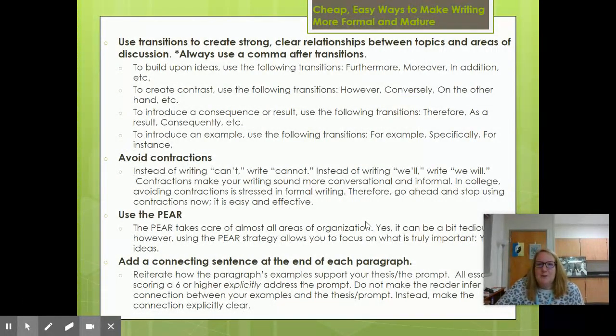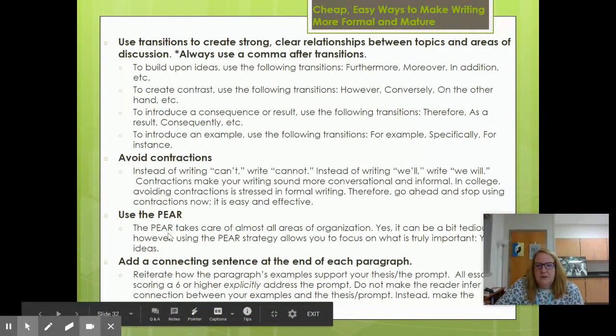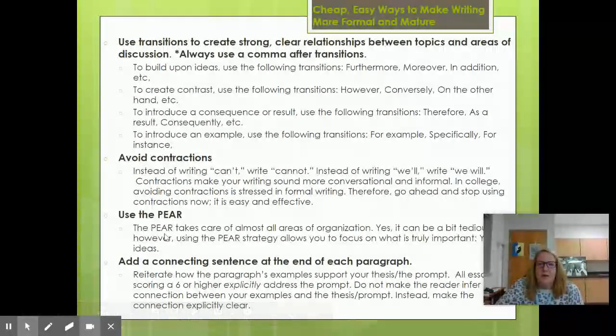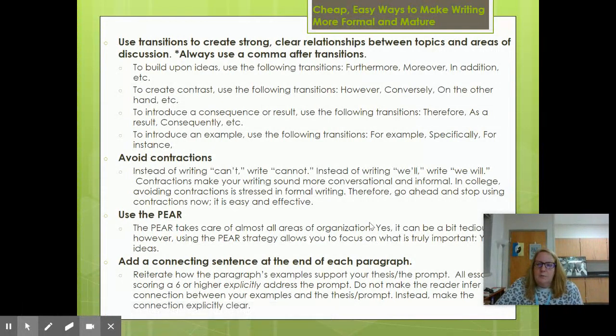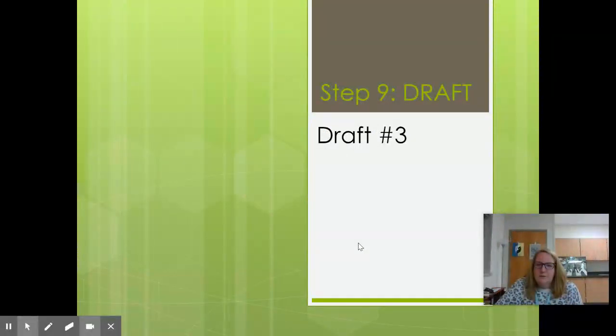Here are some cheap and easy ways to make your writing more formal and mature. These are some really great tips. It talks about transitions. You should always avoid contractions like can't, cannot. The pair really will take care of your organization if you're having issues with that. Yes, it's a little monotonous and tedious, but it does the job. It allows you to focus on your ideas because you already have a planned out structure. And then that connecting sentence at the end of each paragraph will also help make your writing more formal and mature, which should bring you up higher on the 9-point scale. Okay, so then you're ready for draft 3.